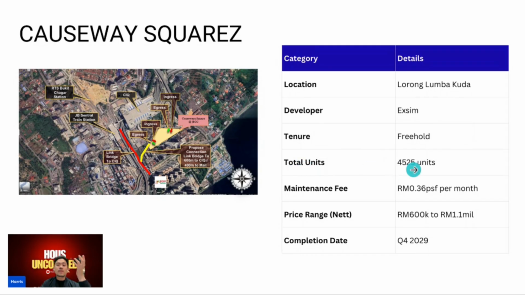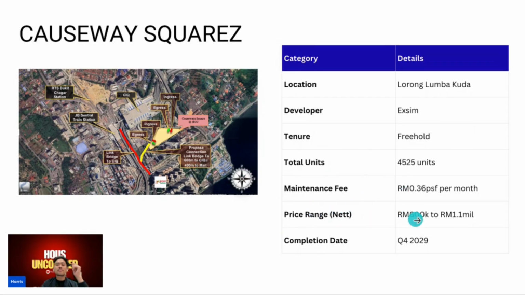Total units is 4,005. Some may ask me, is this considered too much, or is it just nice? Later we're also going to discuss it. Maintenance fee is 36 cents per square foot. I think this is actually a very reasonable price, especially in this part of town in CIQ.